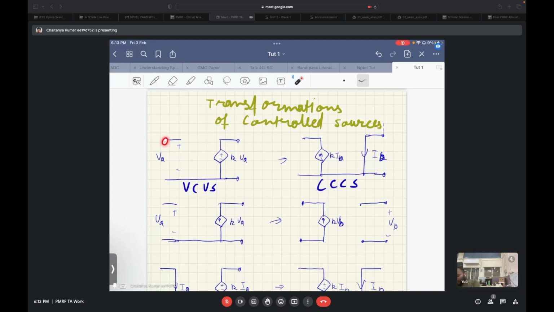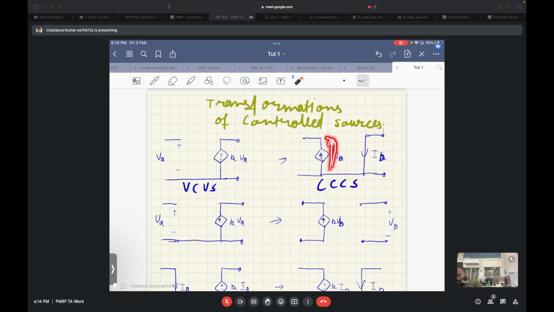Let's say I try to increase this voltage. This voltage will also go up because we have a positive voltage controlled voltage source. The same thing should happen in the transformed network also. Let's say if I try to increase this voltage, the amount of current that tends to flow in this branch will also increase. And if the amount of current that tends to flow in this branch increases, this current will increase.